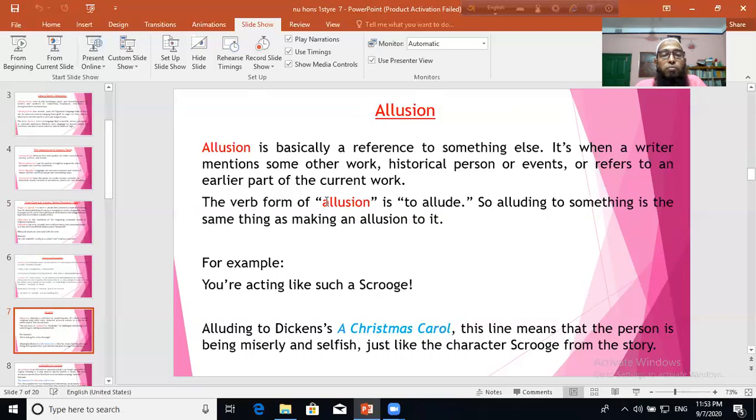So the verb form of allusion is to allude. The allusion has come from the verb allude. Alluding to something is the same thing as making an allusion to it. So alluding means referring to something.